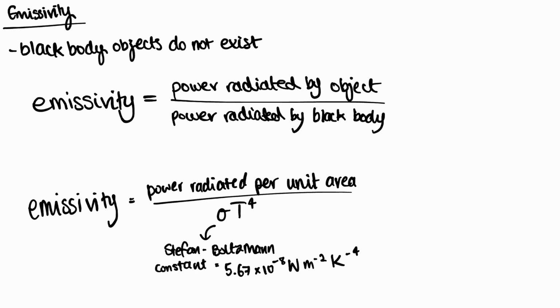You can also calculate it with the equation in the formula data booklet, which is power radiated per unit area over the Stefan Boltzmann constant, which is 5.67 times 10 to the minus 8, multiplied by the temperature to the power of 4.